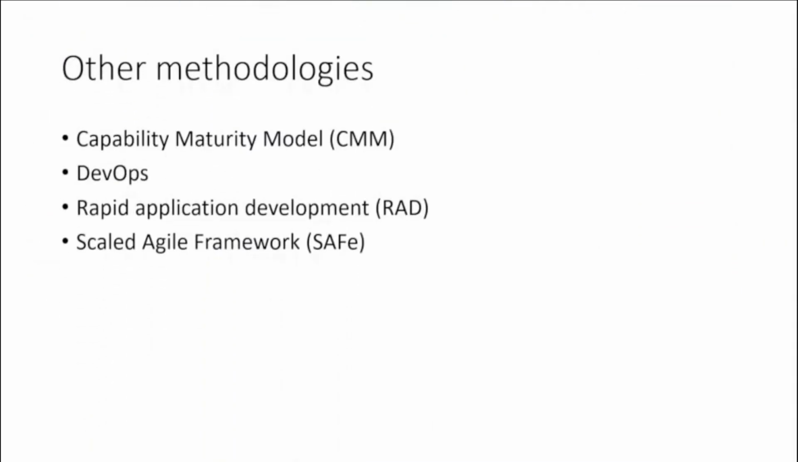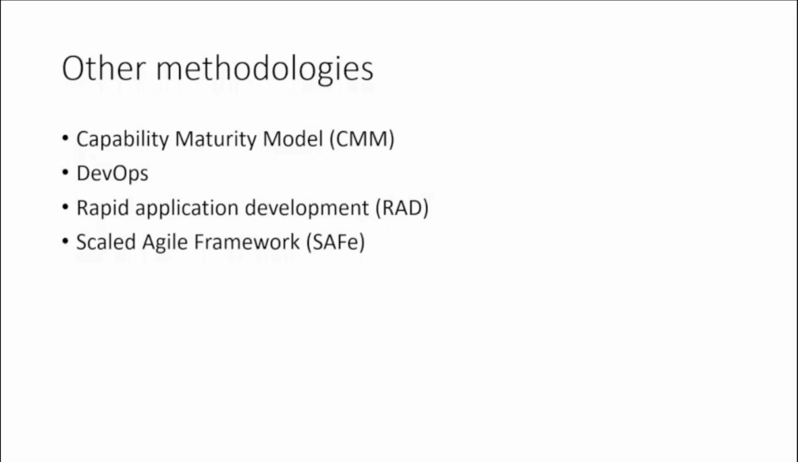Other methodologies: the capability maturity model assesses the proficiency of the software development process. It tracks progress from ad hoc actions to defined steps to measure results and optimize processes. DevOps, a combination of development and operations, is an agile-based approach that brings software development and IT operations together in the design, development, deployment, and support of software.